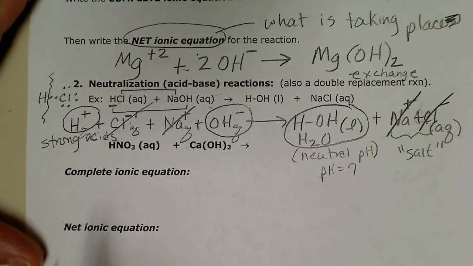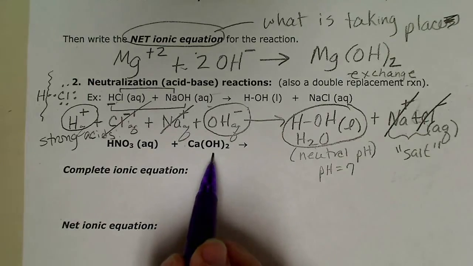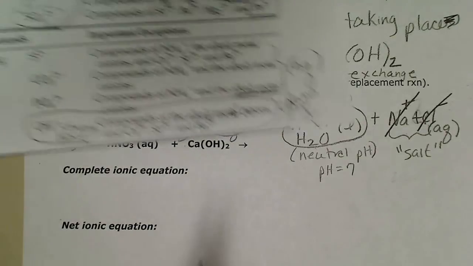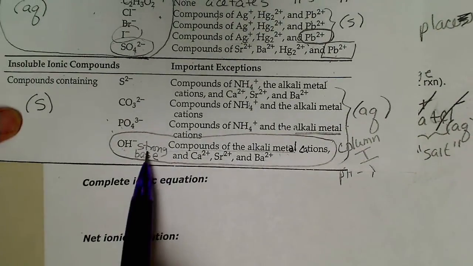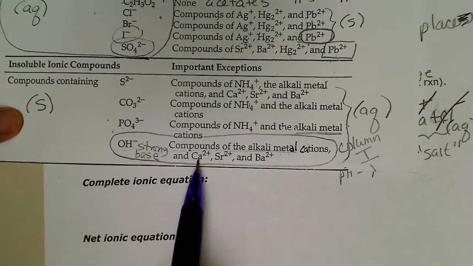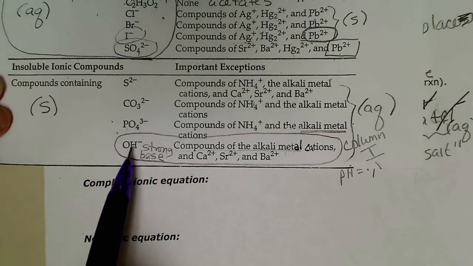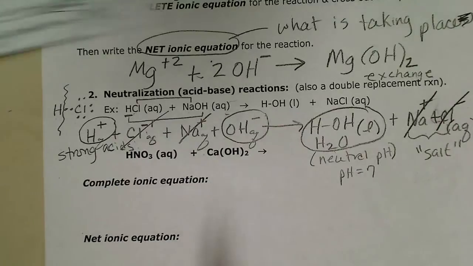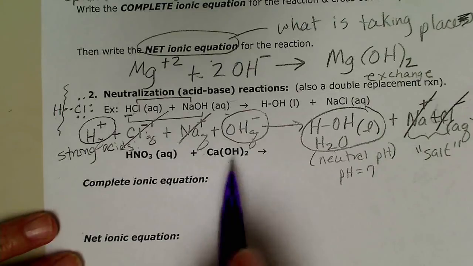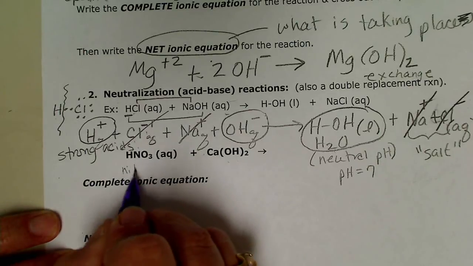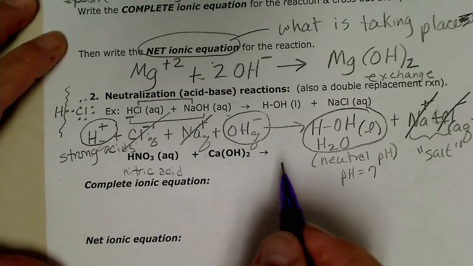So I've given us one more example. This is calcium hydroxide. Calcium metal is one of the exceptions to the rule: hydroxides are insoluble unless it's with calcium. Calcium is a +2, hydroxide is a -1, so the formula for calcium hydroxide would be a 2-to-1 ratio. And this is nitric acid, which is also another strong acid.